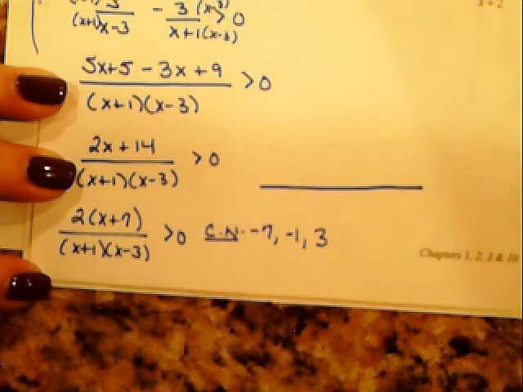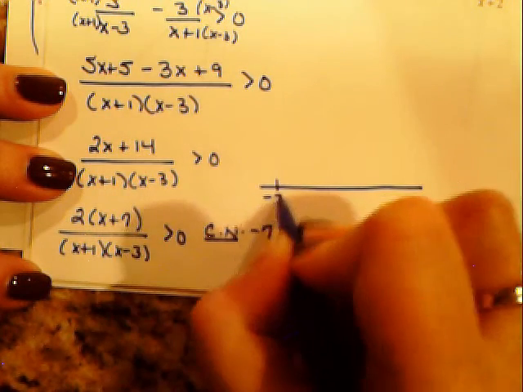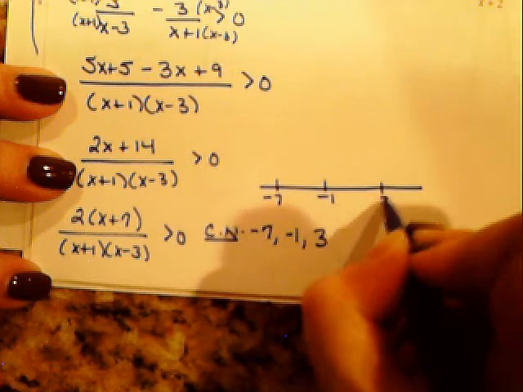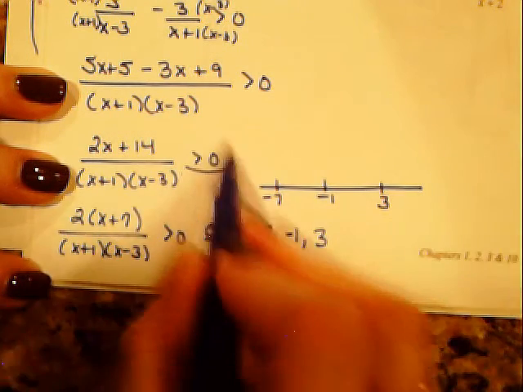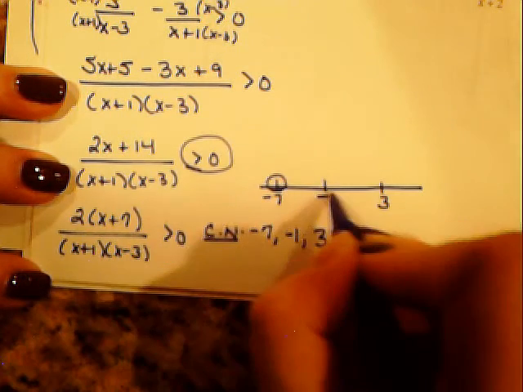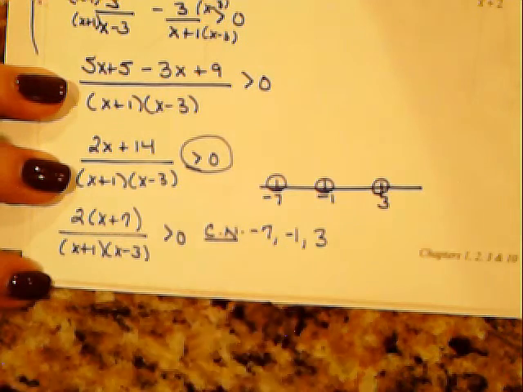So I can plot these values on the real number line. So I have negative 7, negative 1, and 3. Again, all the values have to be greater than 0. None of my critical numbers are included in my solution set.